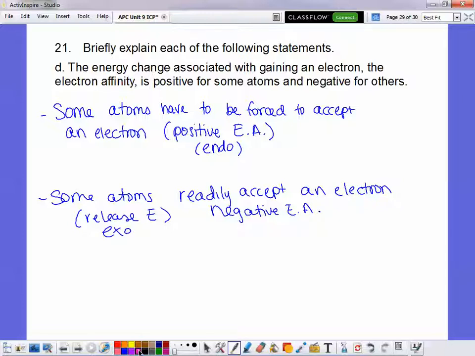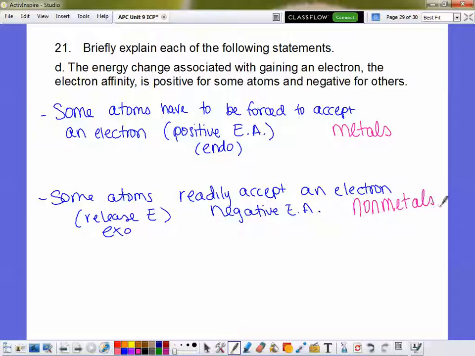Right? Exo is better. The types of atoms that are going to have a positive electron affinity are going to be the ones that like to form cations. What types of elements like to form cations? Metals. So metals are going to have more positive electron affinities, and then the atoms that are going to have negative electron affinities are going to be the ones that like to form anions, which are called nonmetals. So nonmetals are going to have a more negative electron affinity.